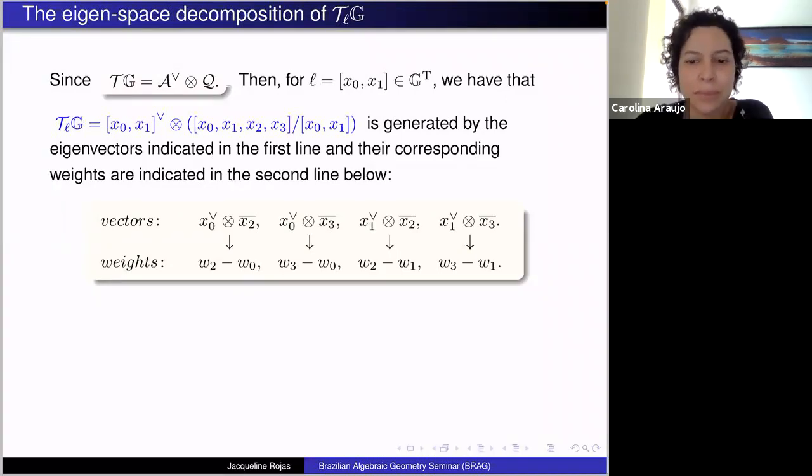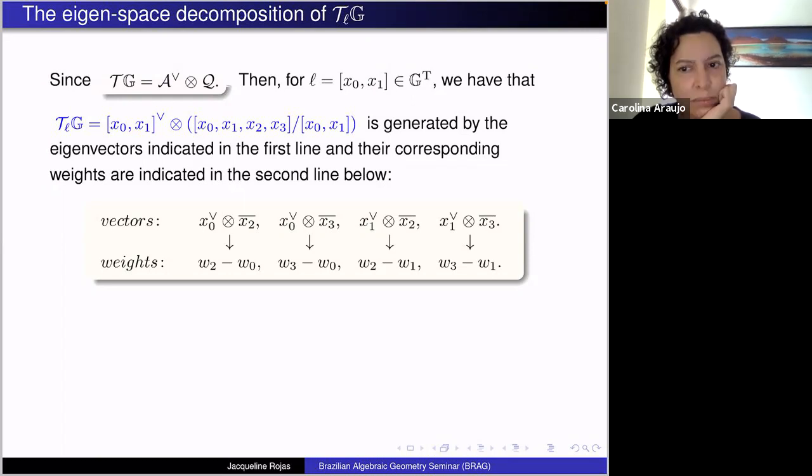If we take, for example, the line, this is one of the fixed points at zero, at one, this is the point. Then the tangent at this point is in blue there, is equal to this tensor product, at zero, at one, dual tensor with the quotient, at zero, at one, at two, at three, modulo the equations at zero, at one. And we compute the decomposition, eigenspace, yes, and find the vectors in the first line at zero dual tensor x2 bar, yes, and so on.